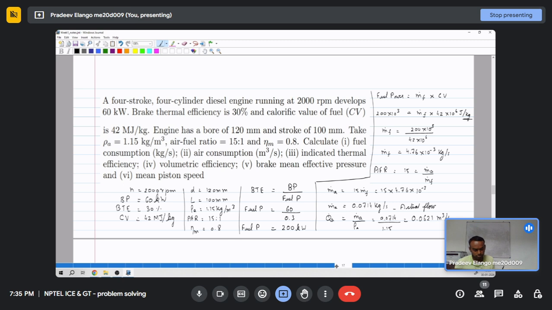Next, we need to calculate the brake mean effective pressure and mean friction pressure. So, what is mean effective pressure?